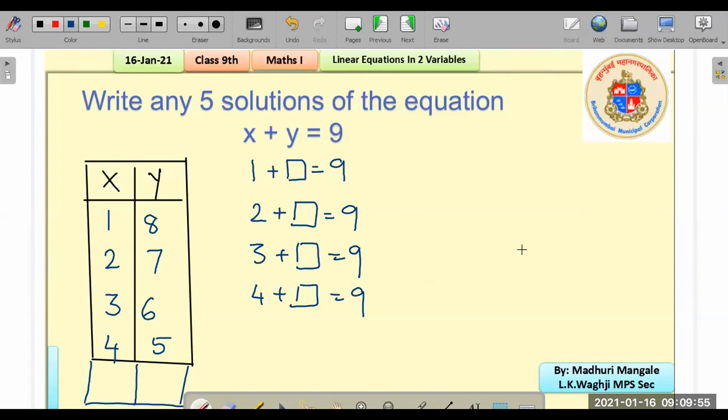So this is how we find solutions of a given equation. Like here the equation is in x and y. So to get 5 solutions, substitute any random values for x and get the value of y. This is how we find solutions.